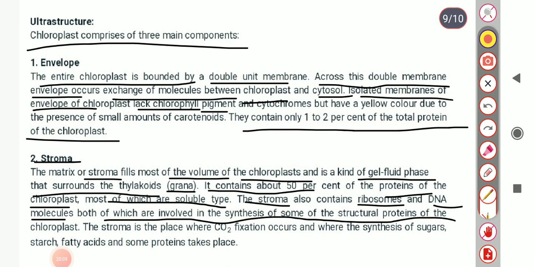The stroma is the place where CO2 fixation occurs, and where the synthesis of sugar, fatty acid, starch and some protein takes place.